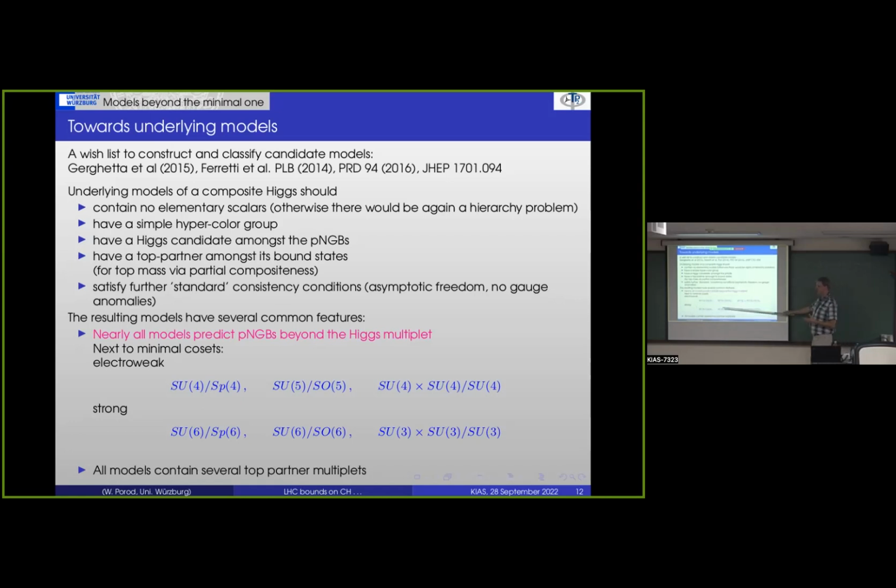Then you will actually get color-charged BNGPs. I'll give you this particular example of SU(6) over SO(6), where you have 14 BNGPs. Here you would have 20, and in this case, you would have 8. And in all of the cases, you would have a color octet within this number of BNGPs. Here you would have in addition triplets, and here you would have an additional sextet.